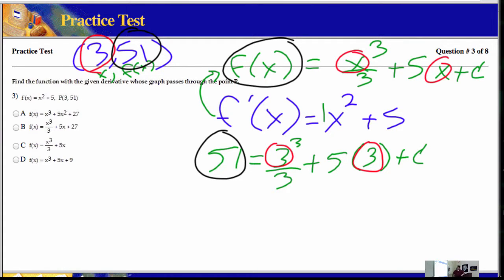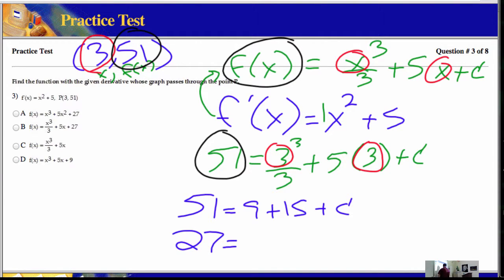All right, so let's look at this. So I've got 51, so 3 cubed is 27 divided by 3 is 9, right? So I've got 9 plus 15 plus c. Is that right? I did that kind of quick. 27 divided by 3 is 9. So then this is 24, right? So I've got 51 minus 24, which is 27. So I've got 27 is equal to c, right? If I go through and do the algebra.